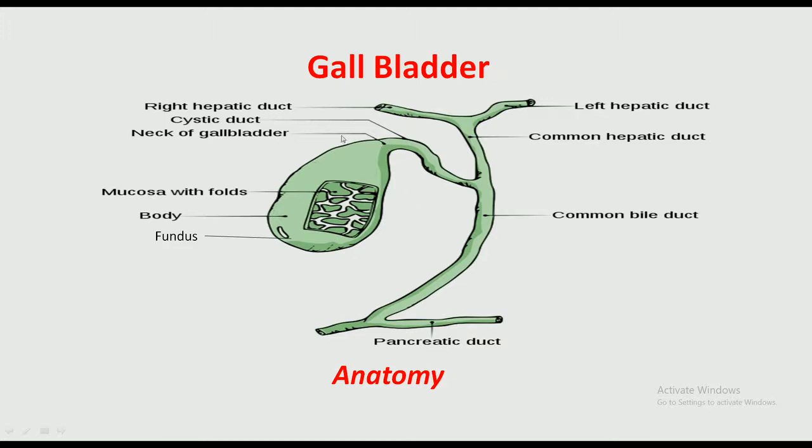Now this is the neck of the gallbladder. This is the cystic duct, you know that. This is the mucosal fold. We have a name for it. This is the body of the gallbladder, and this is the fundus of the gallbladder.